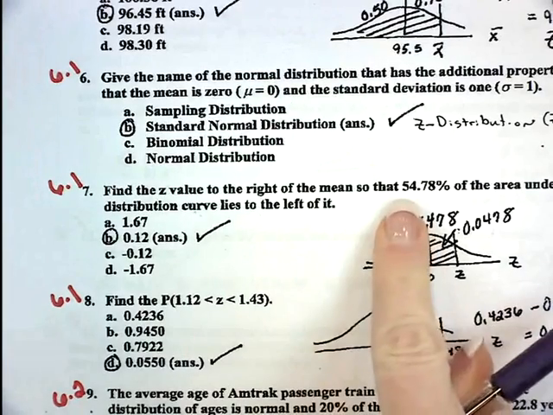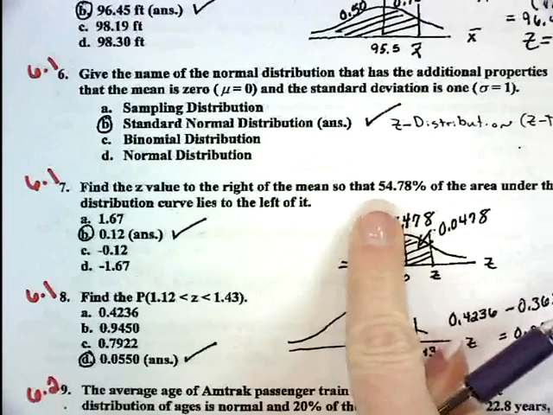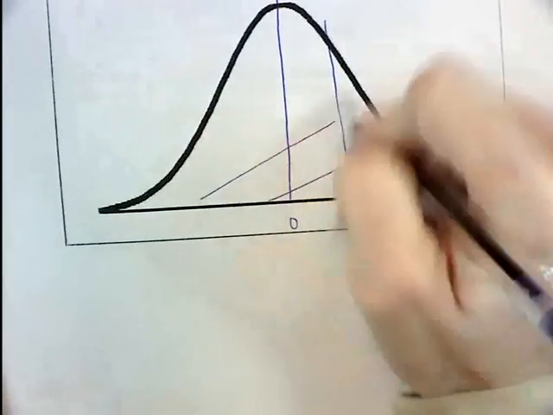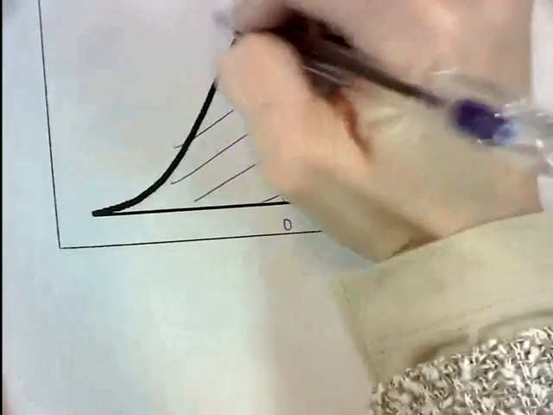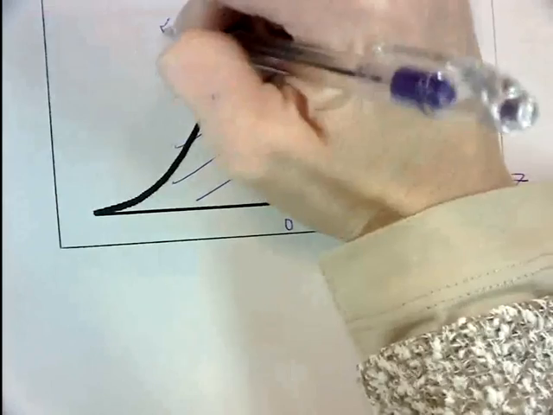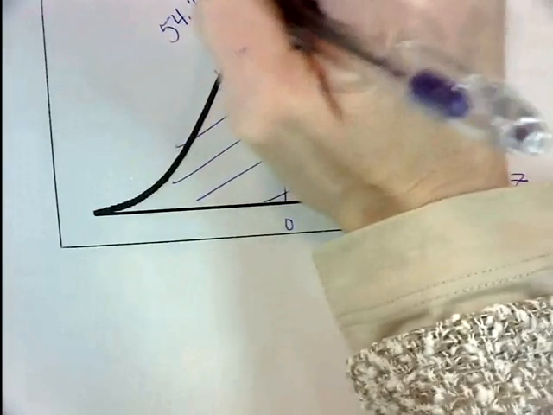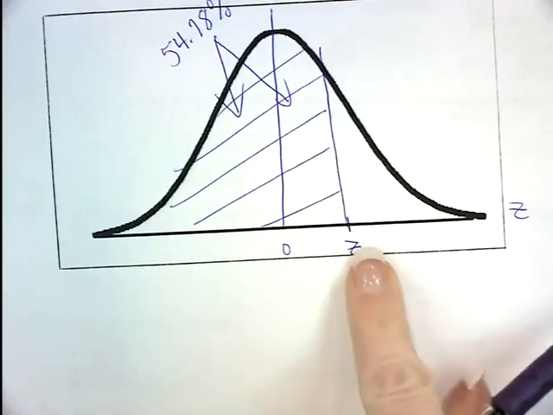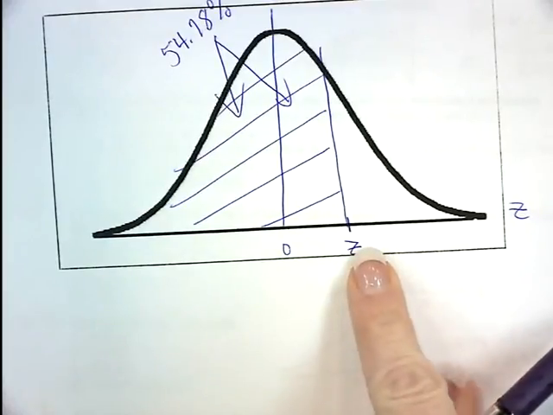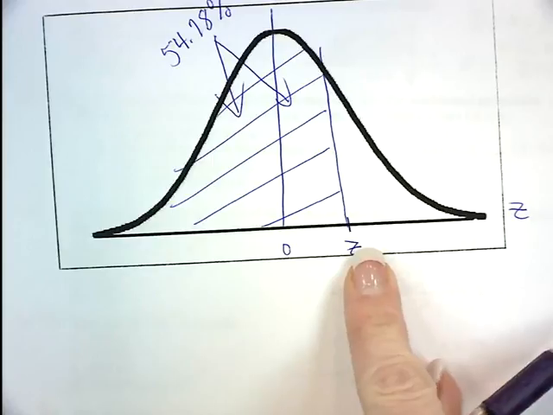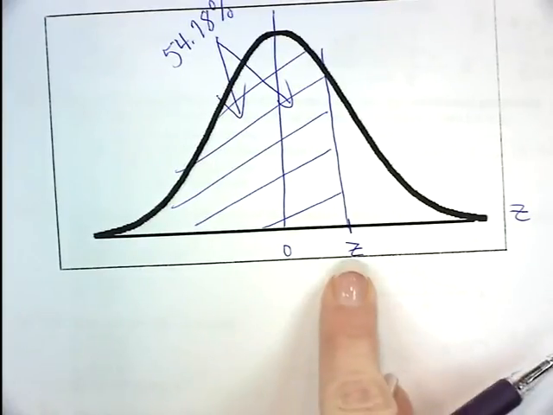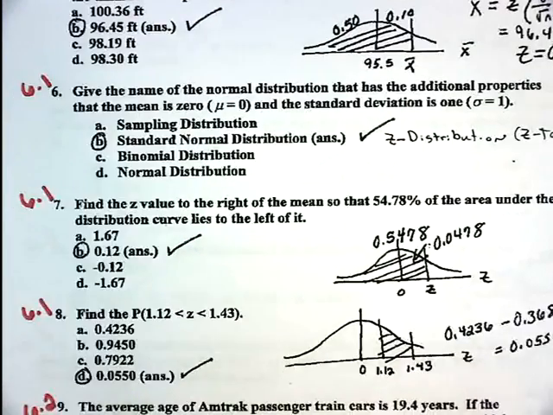So that 54.78% of the area under the distribution curve lies to the left of it. So left of it, all of this is 54.78%. So find the unknown Z to the right of the mean such that 54.78% of the area under the curve lies to the left of it. So first we go right for the unknown Z, and then we shade below. So this is the picture for this problem.